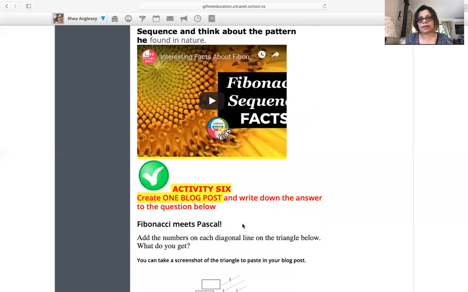Then you have to do a blog post activity. So activity 6 is a blog post. You have to write down the answer to the question below. Fibonacci meets Pascal. In fact, do you know Fibonacci's number sequence is also there in Pascal's triangle?